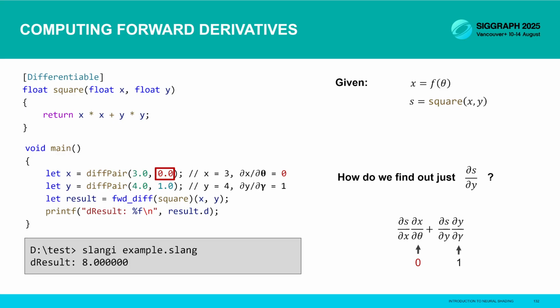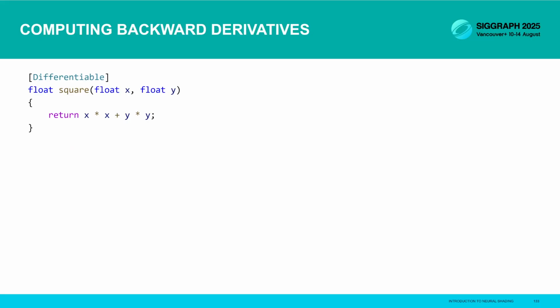So what can we do? For this, we need a second form of differentiation that's called backward differentiation. The main advantage of backward differentiation is that it can be used to find the gradients for all the individual inputs in a single call. To understand that, let's take a look at the mathematical definition of backward differentiation first.